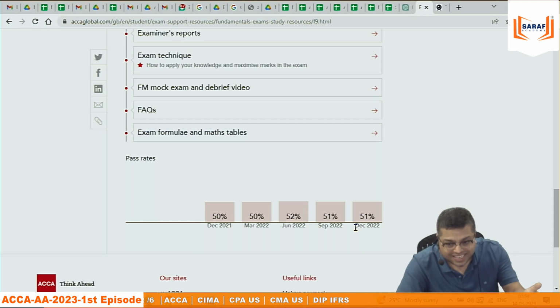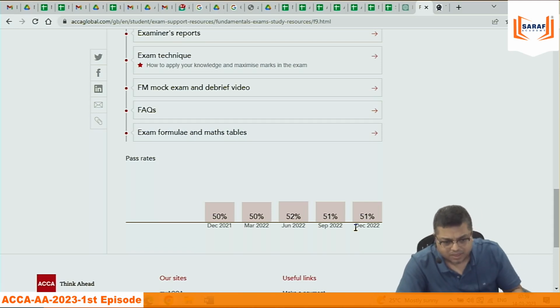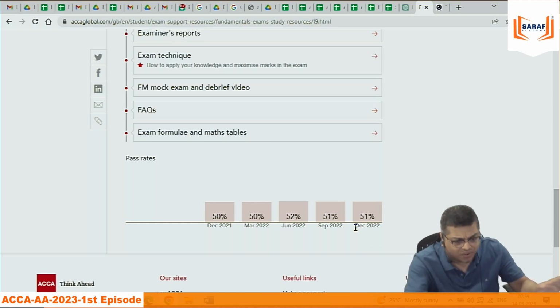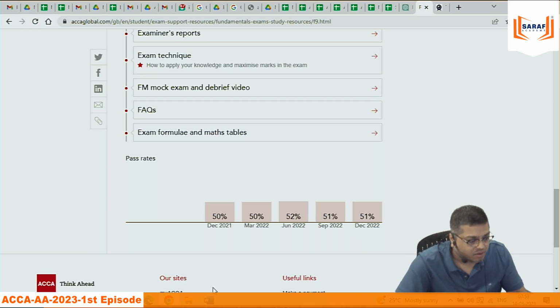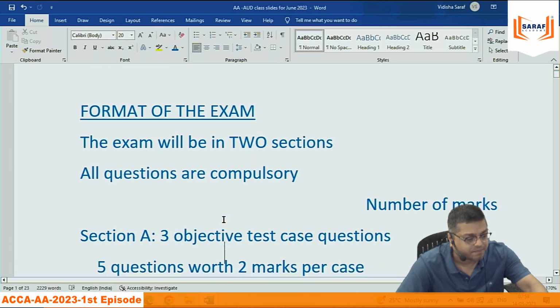But for auditing, it is even lower than that. It is around 40%. So why is this the case? And it is not one term, it is every term. It's not that we are taking one example. We are seeing that in the last 5 terms, this is the case. The worst paper in ACCA skill level is the auditing subject. What is the reason that the worst paper is the auditing subject?